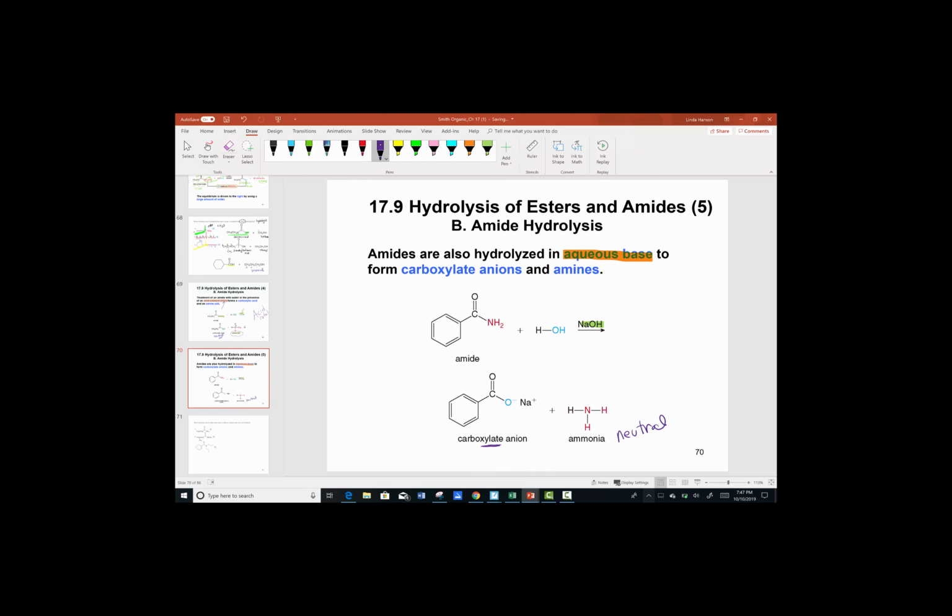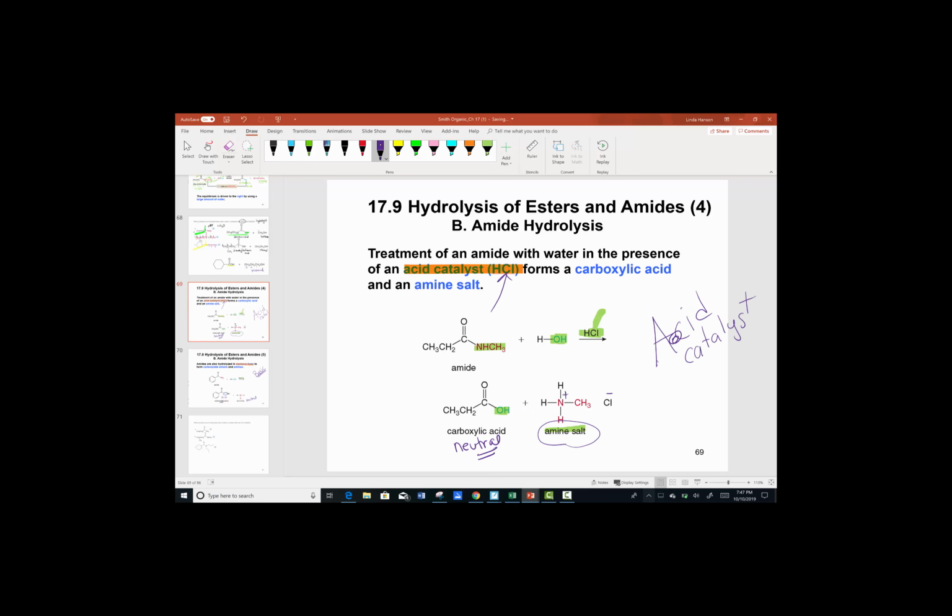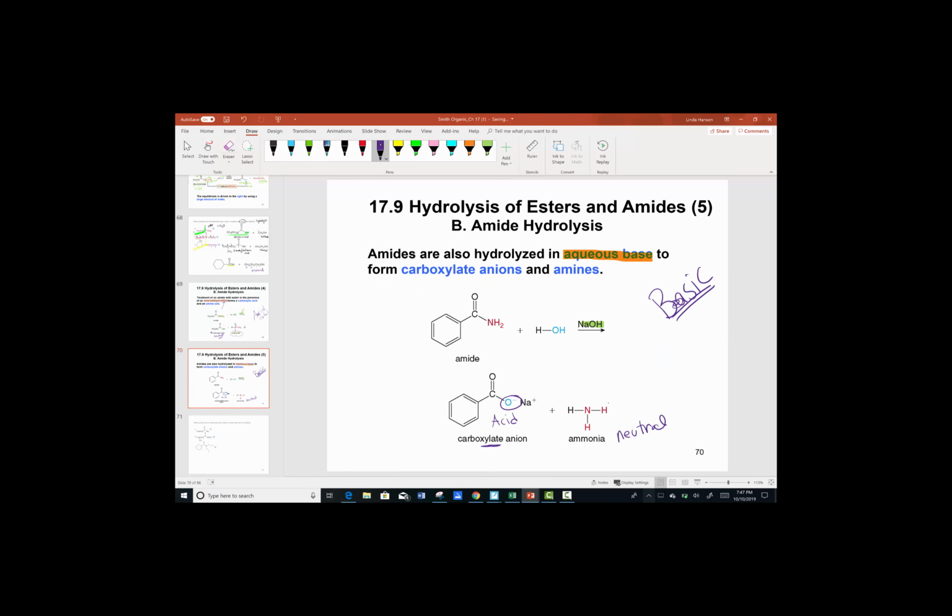But in a basic catalyzed solution, the charged ion is on the acid. So the acid is charged as an O negative anion, and the neutral molecule then becomes the ammonia. In the acid, it makes a neutral acid. In the base, it creates a neutral base. Ammonia is the base here.